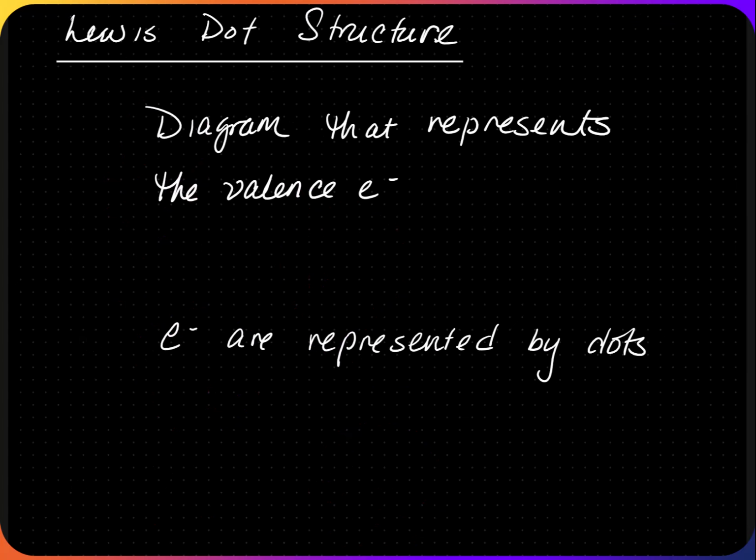The bulk of this chapter will be spent on Lewis dot structures, which are diagrams that represent the valence electrons of an atom, ion, or compound. Electrons will be represented by dots. Therefore, you need to draw your dots correctly. If it's not a dot, you need to erase it, or it will be counted as a dot.